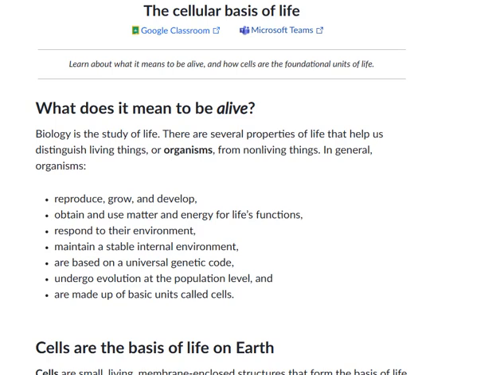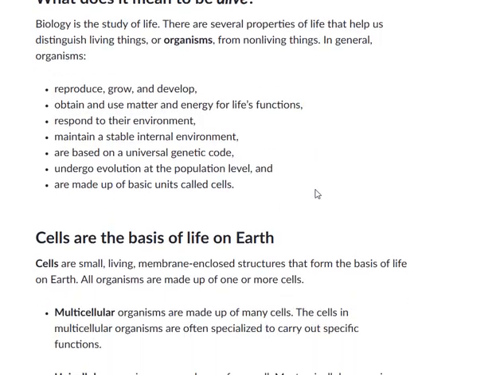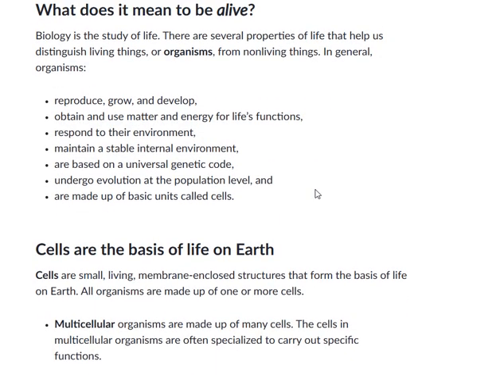Today we'll be talking about the cellular basis of life. What does it mean to be alive? Biology is the study of life, and there are several properties of life that can help us distinguish living things or organisms from non-living things.